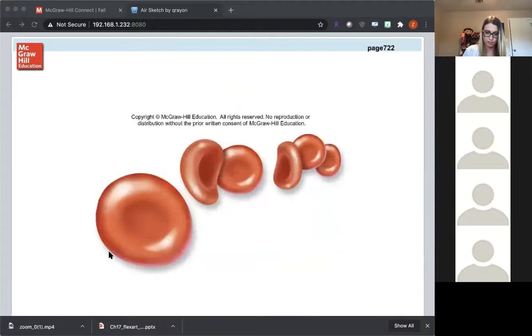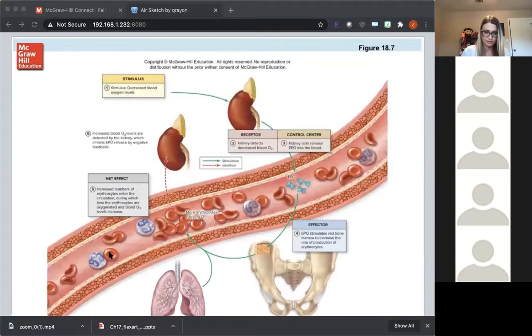Okay, that's the hemoglobin, and we kind of talked about the erythropoietin already, but this figure shows you the pathway of how erythropoietin would be stimulated and what happens. I've already mentioned that it comes from the kidneys.